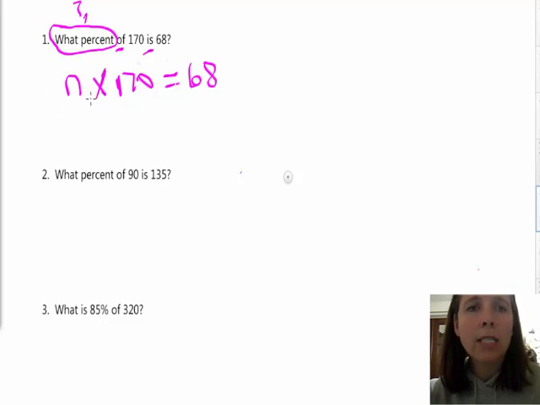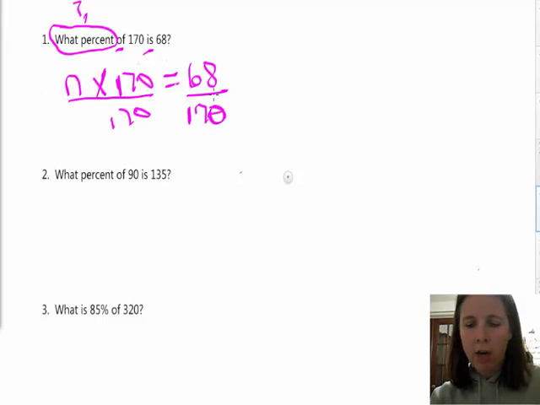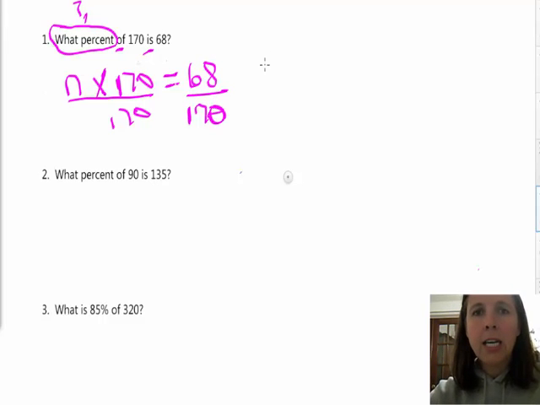Since it's n times 170, we're going to divide by 170. My pen is driving me crazy. So 68 divided by 170, which I've already done in the calculator, it's going to give you 0.4.